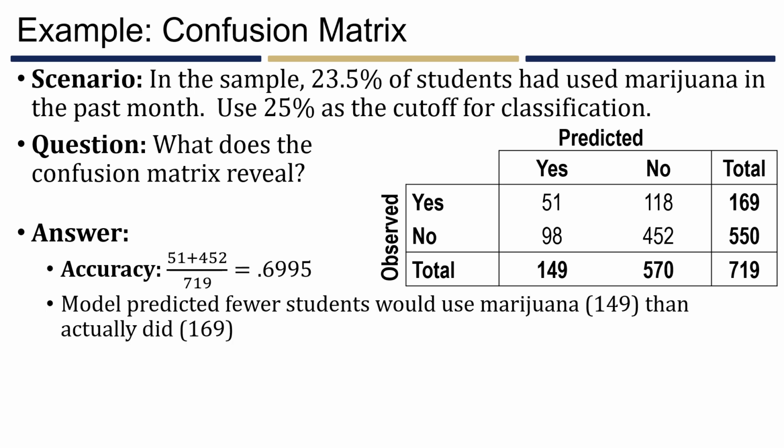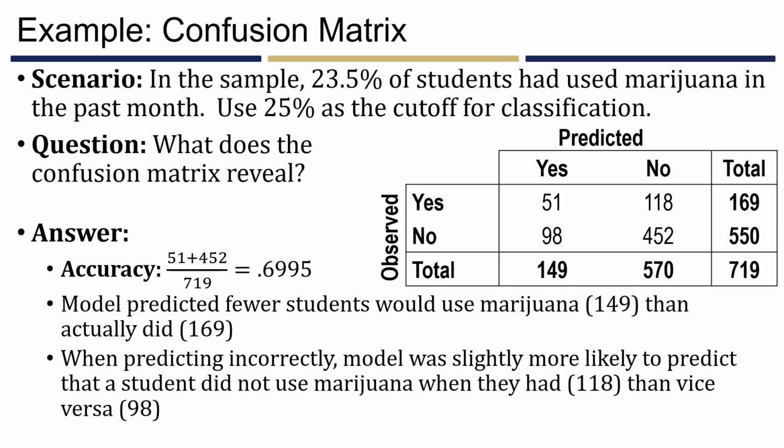A couple of other points. The model actually predicted that fewer students would use marijuana than actually did. The model predicted that 149 of these students would use marijuana whereas 169 of them actually did. And when we take a look at where the model predicted incorrectly, it was slightly more likely to predict that a student did not use marijuana when they had. This happened 118 times, compared to the opposite, which is when the model predicts that the student would use marijuana when they actually did not. This accounted for 98 of our incorrectly classified observations.